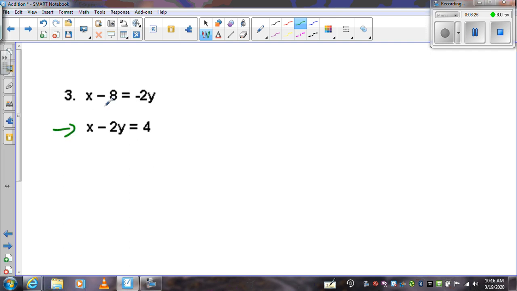So that means I think I'm going to add the 8. And that brings the 8 over on this side. And I think I'm going to add the 2y to both sides. So now I end up with x plus 2y equals positive 8. And my other one I'm going to keep the same.